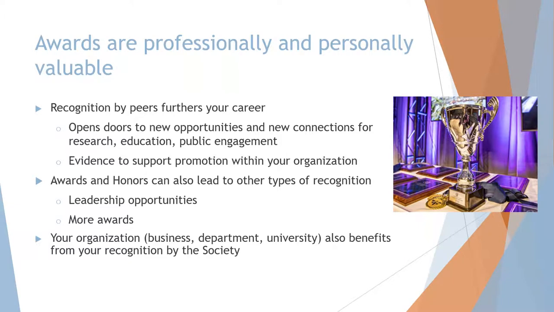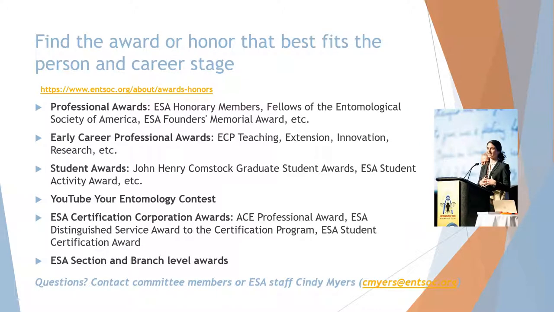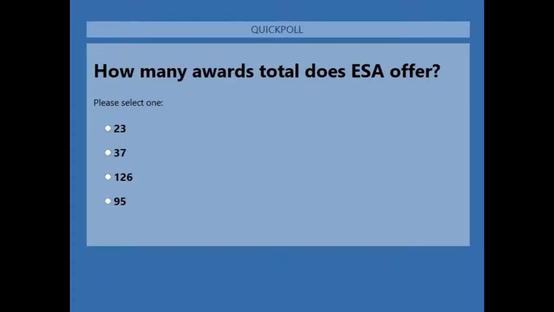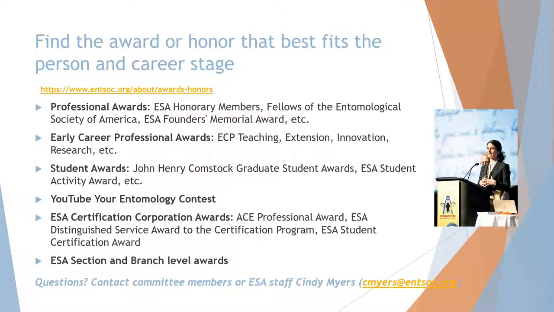So next slide, please. Now we understand why we should nominate people and self-nominate, let's get on to what's available. And I have a question for you. Do you know how many awards and honors are offered by ESA? Let's do a poll. Go ahead, choose one, select a number. And I don't get to vote because I know the answer. Okay, I can't see the progress, so I'm assuming Willett will share it when we have.